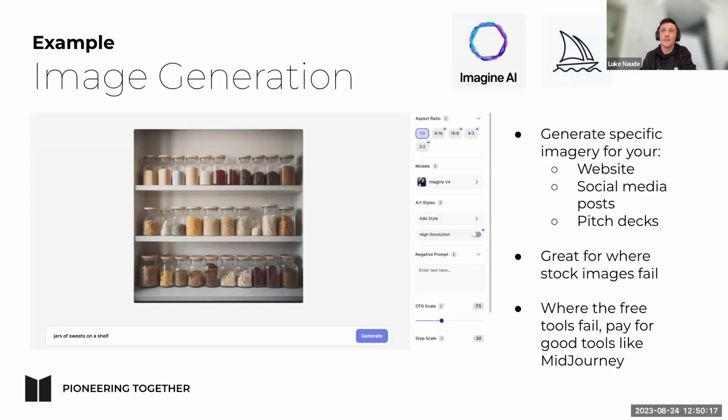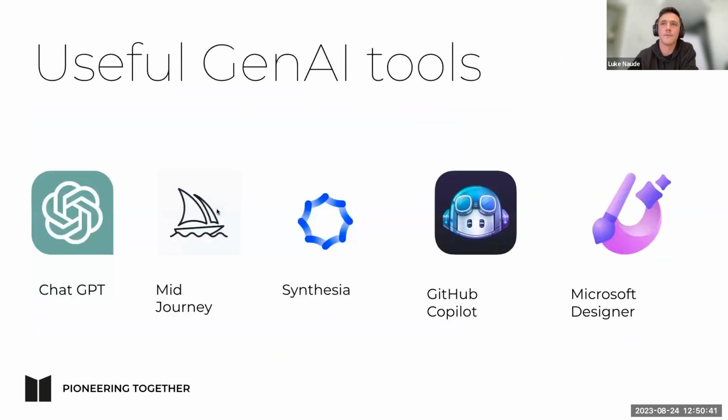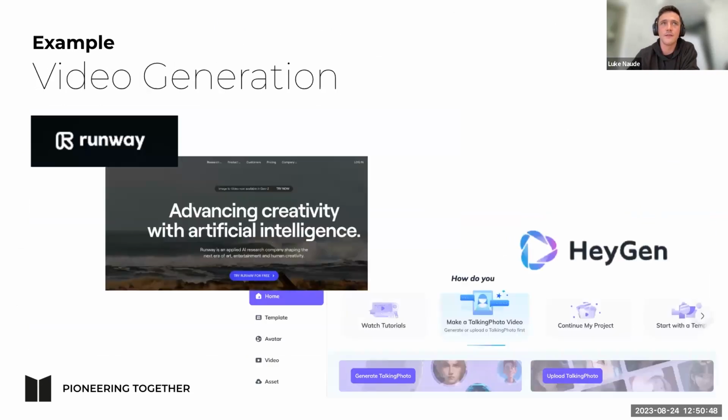Other useful use cases when it comes to image generation are creating images to go with social media posts or adverts online. For those, you can use Imagine.ai. Another one is Microsoft Designer, which is quite good for that use case as well.